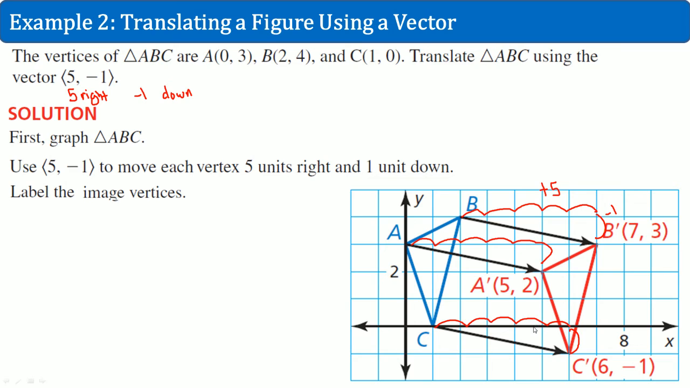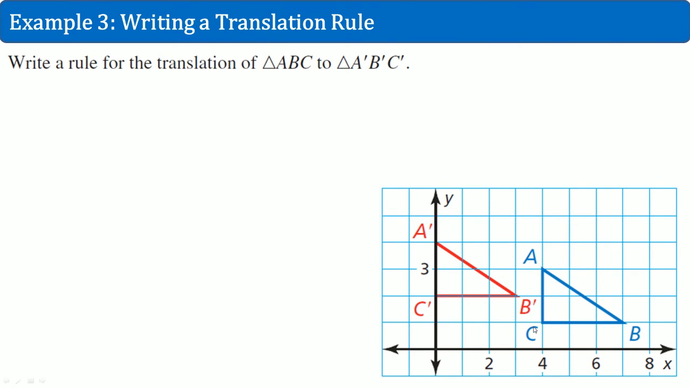Example 3. Now you're going to write the rule given this. Let's look at how it goes from A to A prime. What does it do? Notice it goes up 1, so this is plus 1. Then it goes to the left, 1, 2, 3, 4. If we go left, we minus 4. So here we would say that the a, which refers to left or right, is equal to negative 4, and the b, which is up and down, is plus 1.